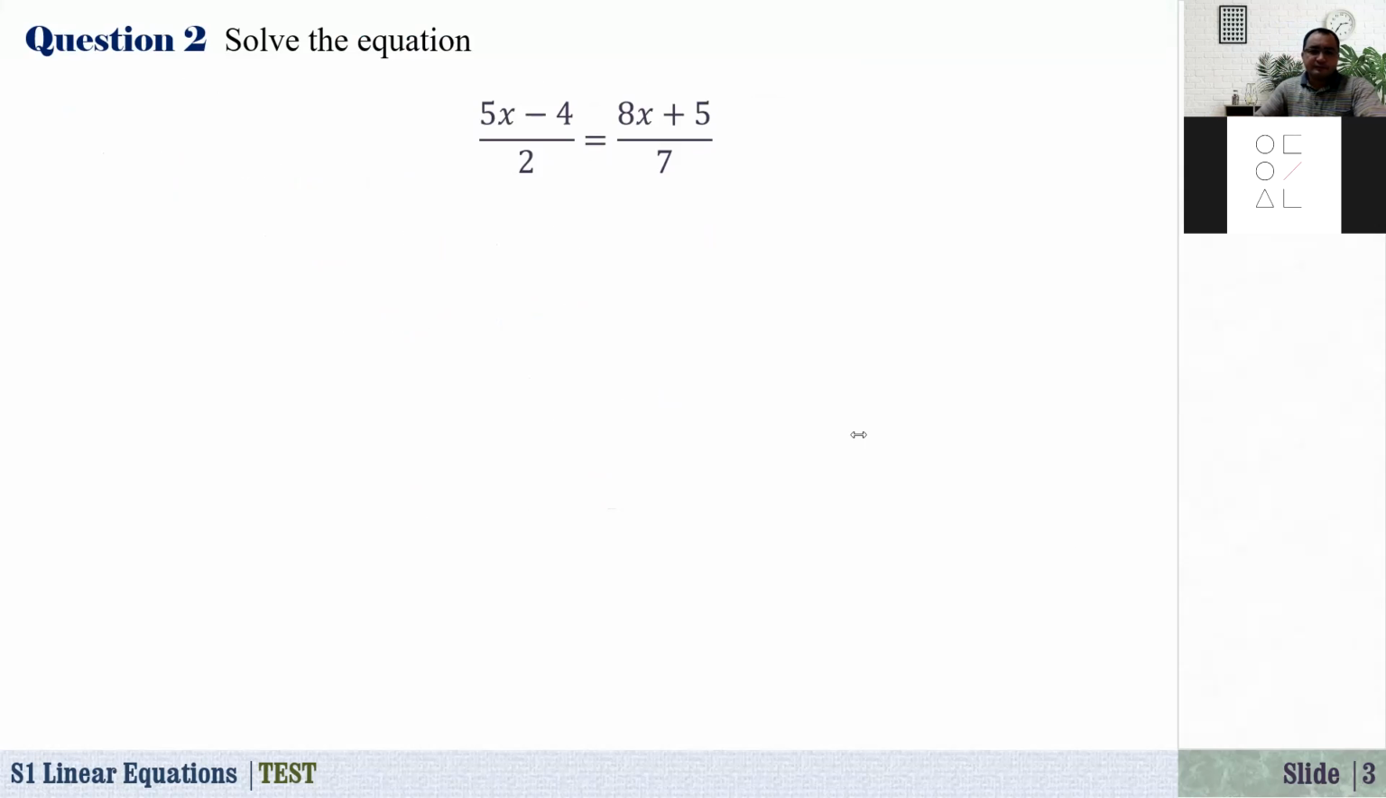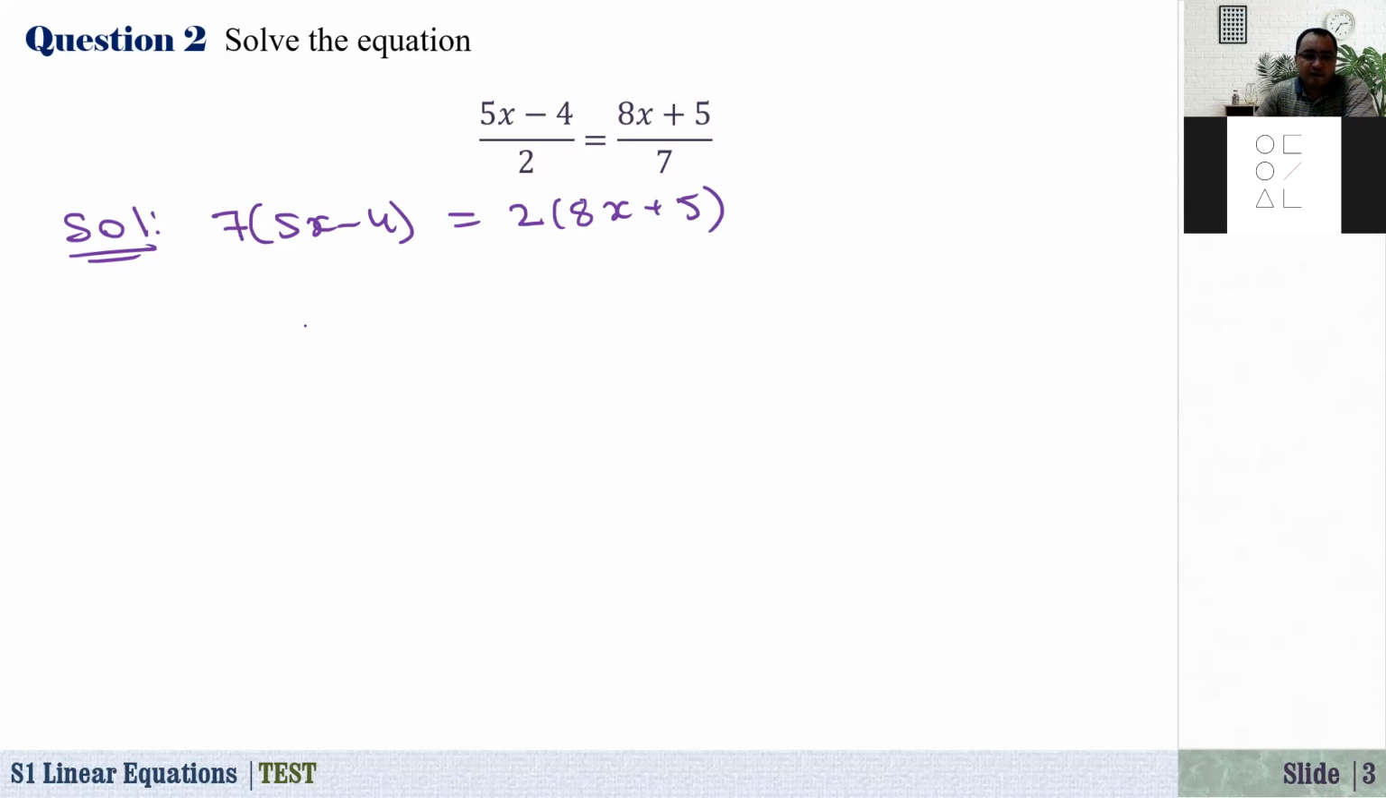Okay, good. Next question. In our equation, we have one fraction on the left-hand side and one fraction on the right-hand side. That means we are going to cross multiply. That's the same thing as multiplying both sides by the least common multiple of the denominators 2 and 7 here. Instead, it's also the same as cross multiplication. If you cross multiply, here we have 7 times 5x minus 4. On the right-hand side, we have 2 times 8x plus 5.